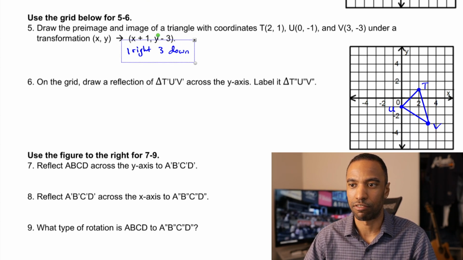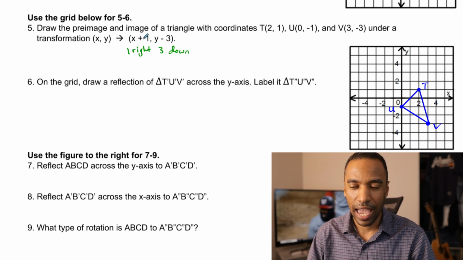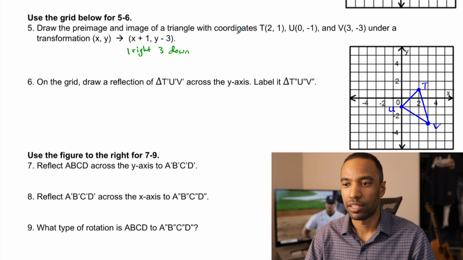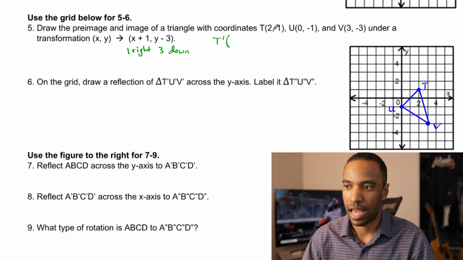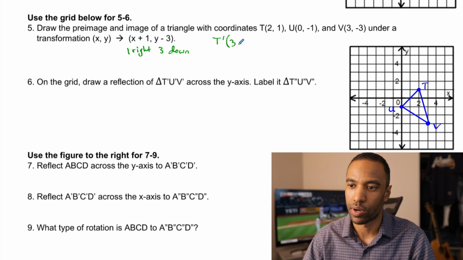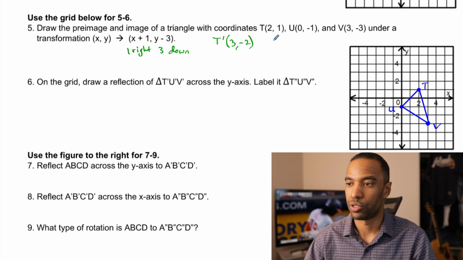In fact, let me give it a different color for this. 1 right and 3 down. X increases by 1, they go 1 right, and Y goes 3 down. But let's do it based on the rule stuff here. T prime, what's going to happen, guys, is we're going to take 2, which is my X, and add 1 to it. 2 plus 1 is 3, and then 1 for Y, subtract 3 from that is -2. So T prime is going to be at (3, -2).